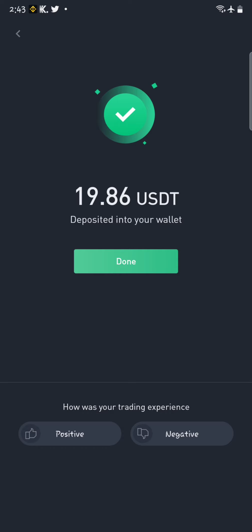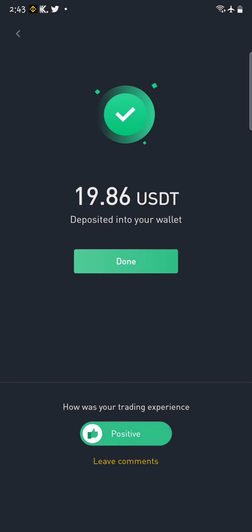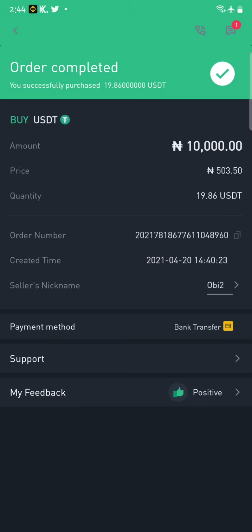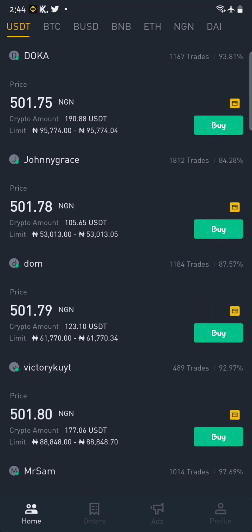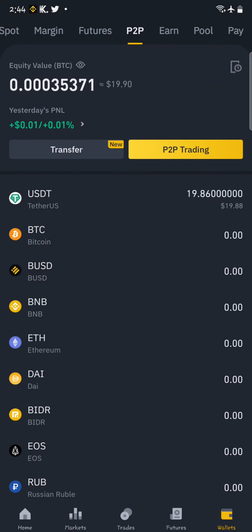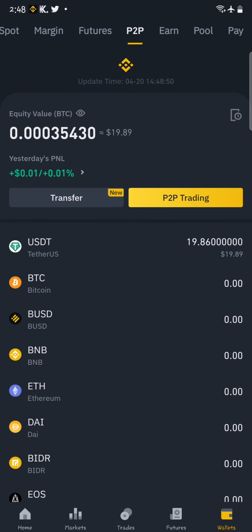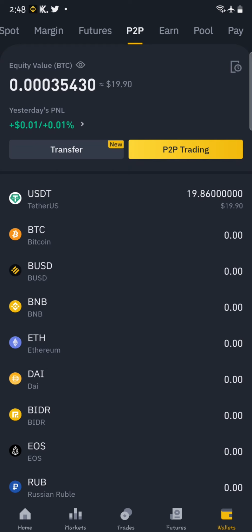So now that the transaction is complete, I click positive because it was fast, and I press done. And now I have been credited 19.86 USDT. So if I go back to my P2P wallet and I refresh, you can see here that I now have 19.86 USDT in my balance. Alright, so now that I've bought the USDT, I can see that it is 19.86 over here.